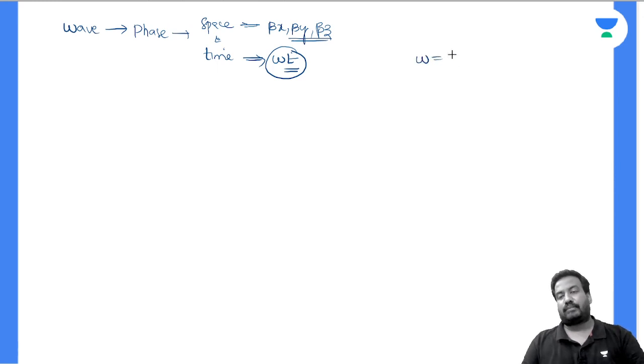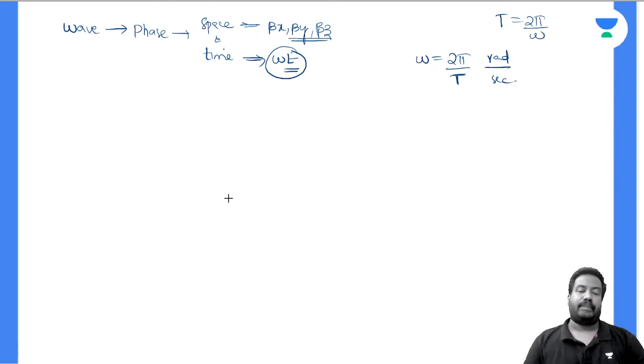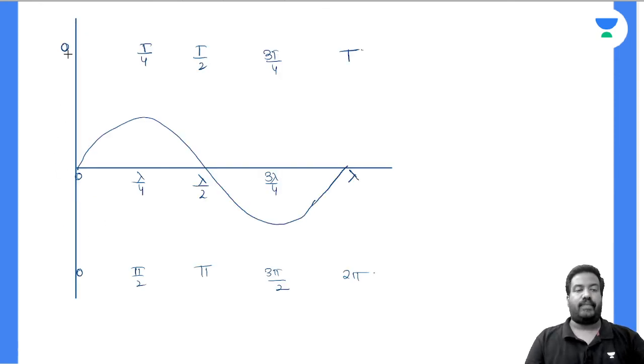Omega, time period is 2 pi by omega. Omega is 2 pi by T. Change of phase with respect to time. 2 pi radian, time second, radian per second. Let us see omega t. When t is equal to 0, omega t is 0. So it implies t is 0, phase shift is 0.